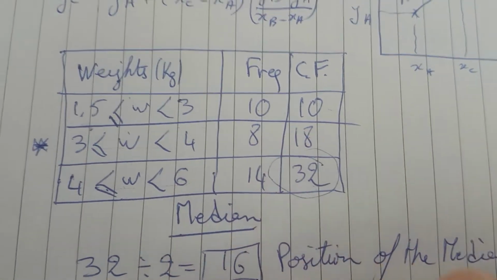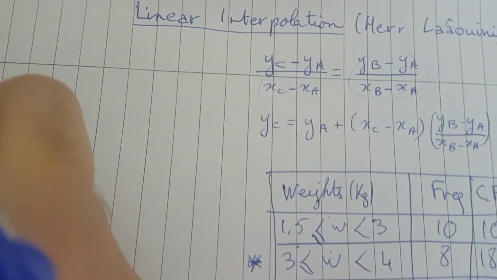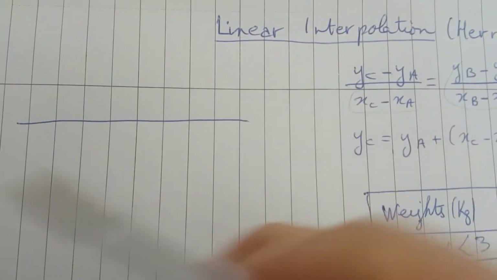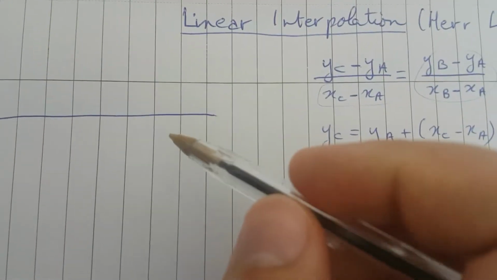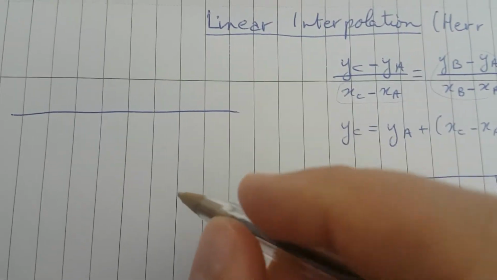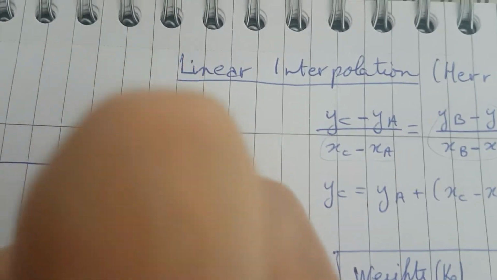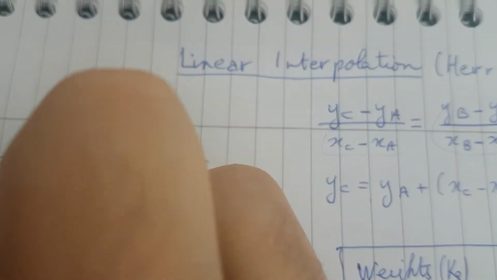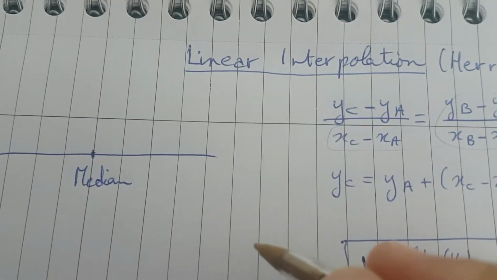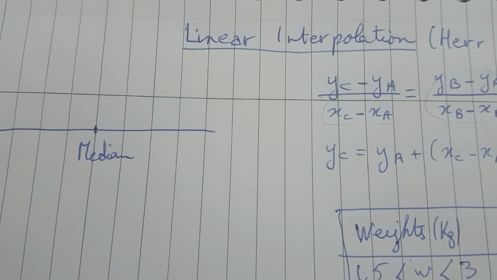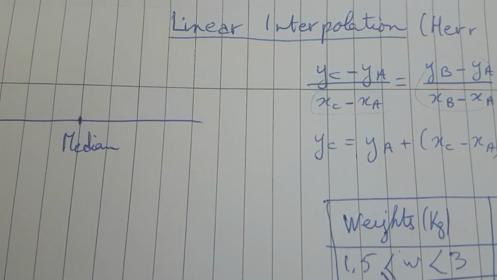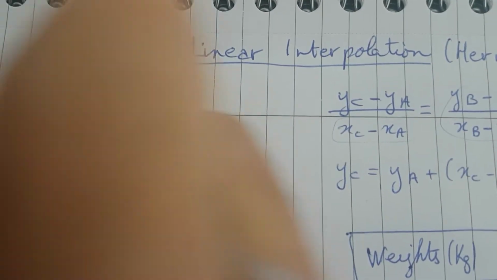From here, I like to draw a line that is not a fraction line, just a line, and I like to put some values on the line, above and below it. I'm looking for the median. It works not just for the median, but for the interquartile ranges and anything else. The position of the median we said is 16.